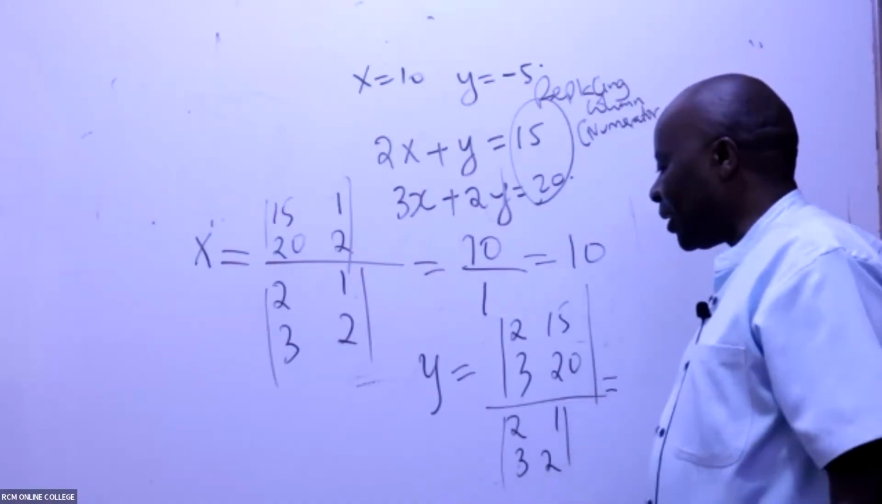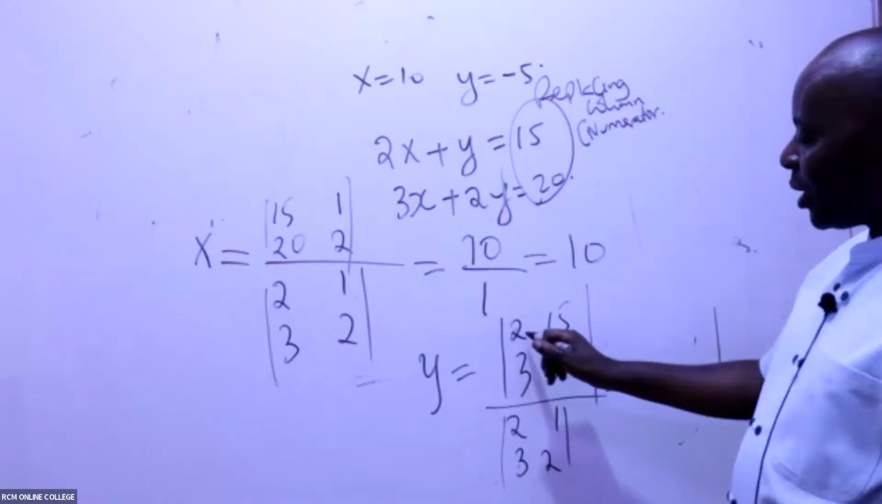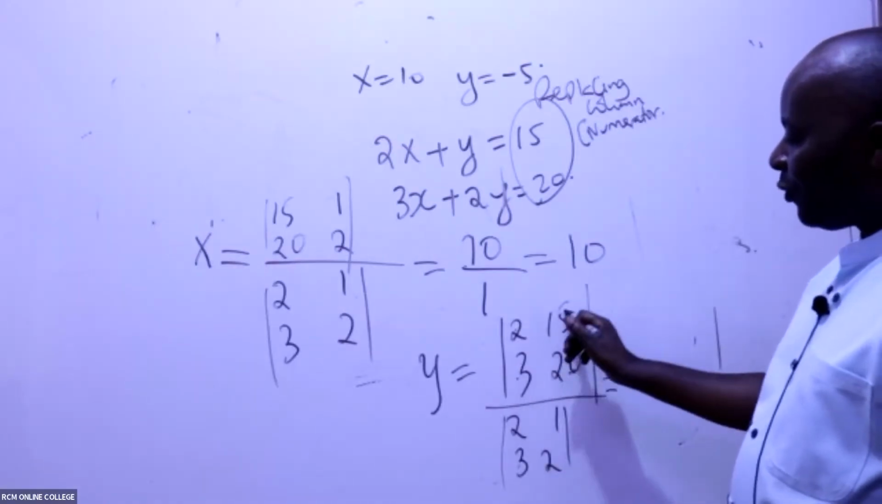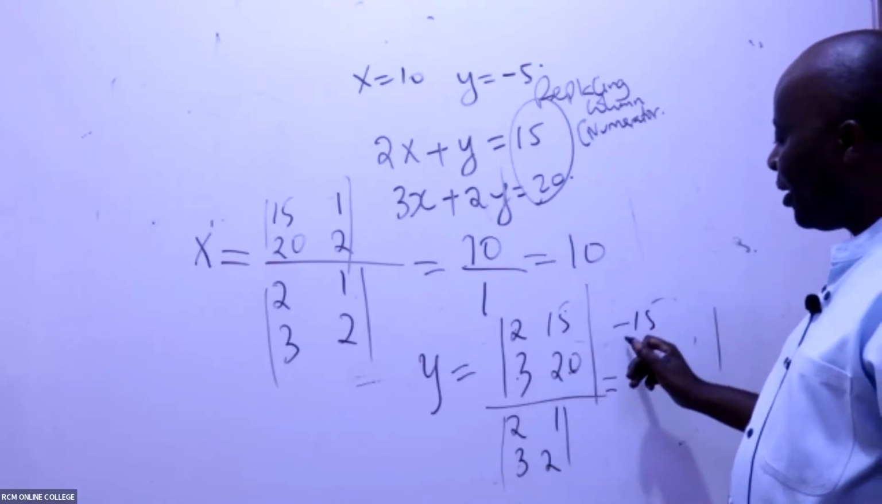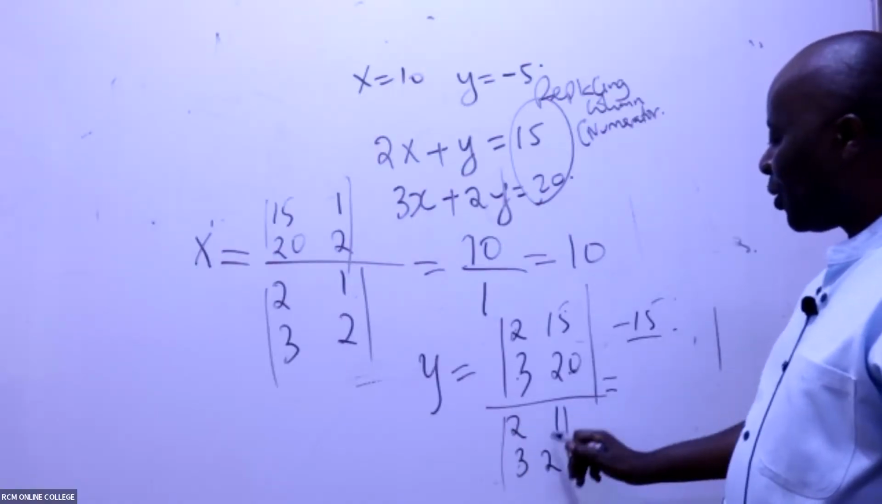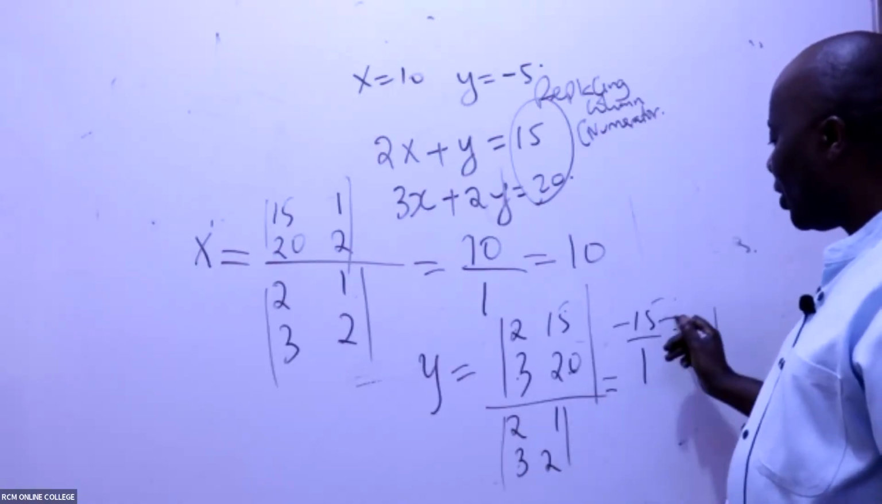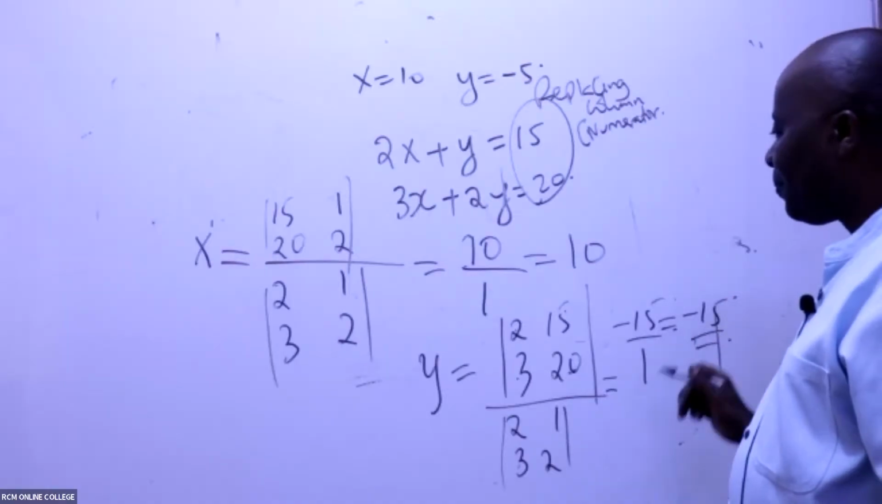So then you go ahead and do your multiplications. So this is 40, 40 minus 45. That's minus 15. All over, this is 4, so this is 1. So the answer is minus 15, like that.